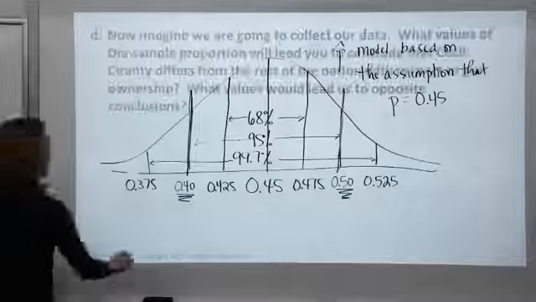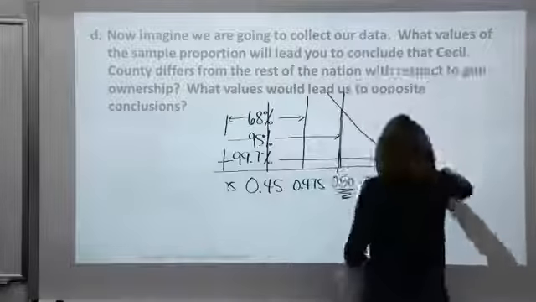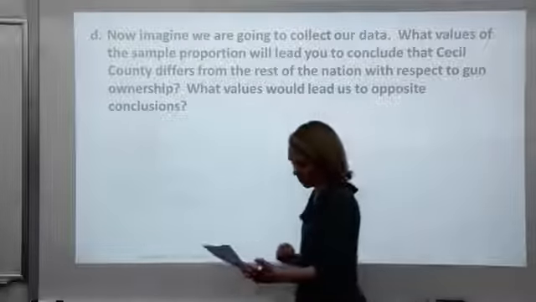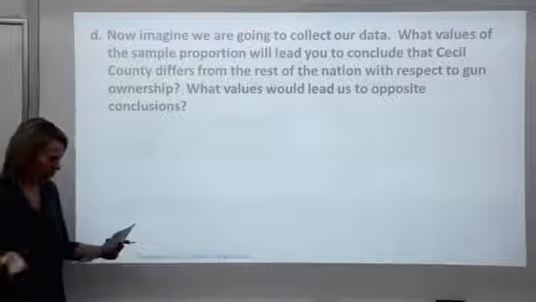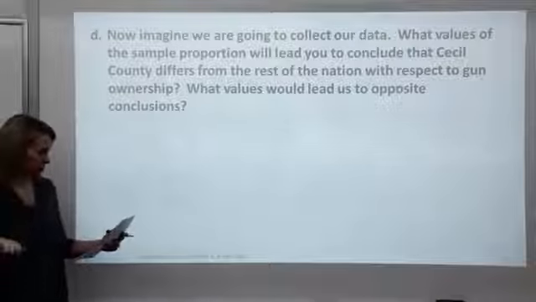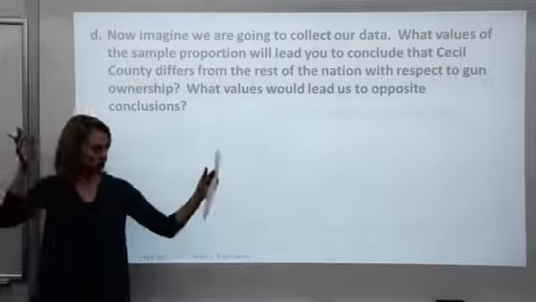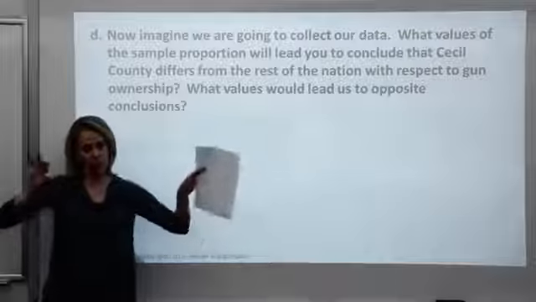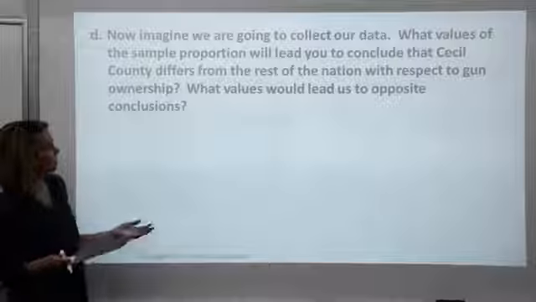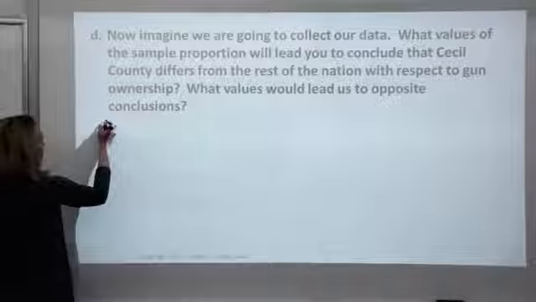Just visually wanted you to see that one more time. So again, we collect our data. What values of the sample proportion will lead you to conclude that Cecil County differs from the rest of the nation? If we were between 40% and 50%, that didn't seem very unusual. If we're beyond those extremes, that would seem to indicate that Cecil County is probably different than the national average. So let's write some of this out.